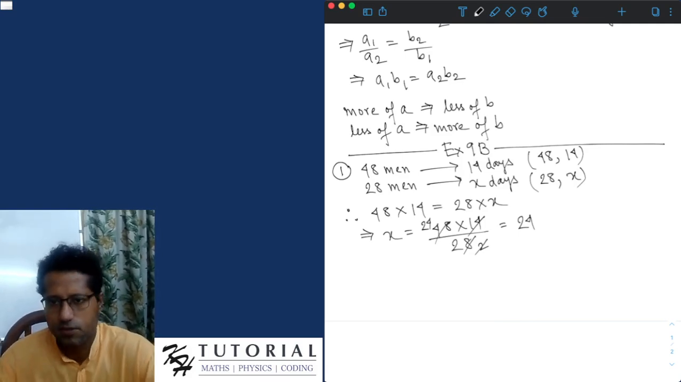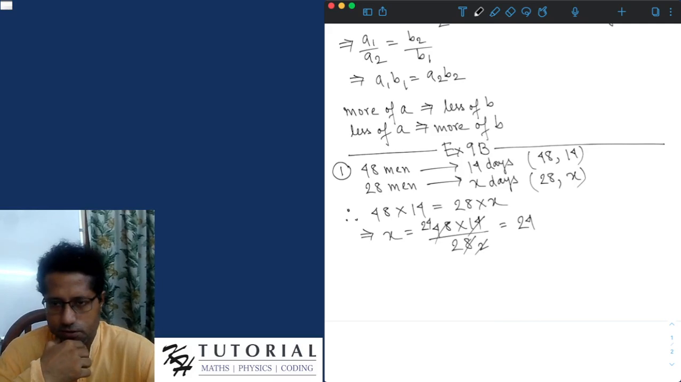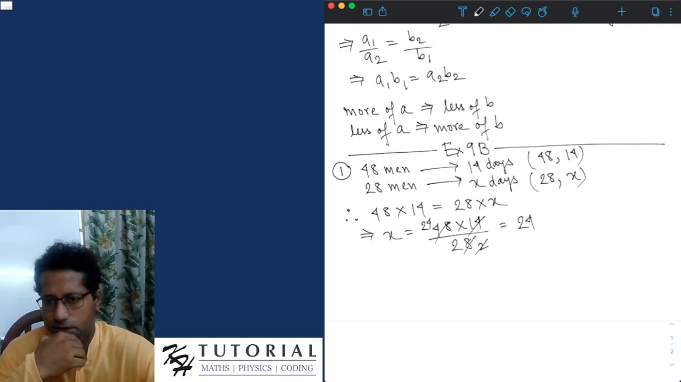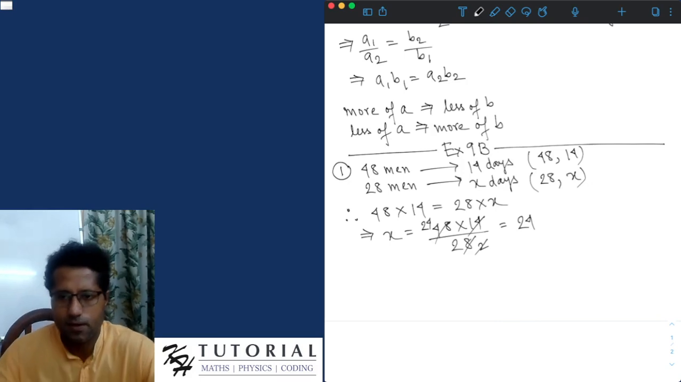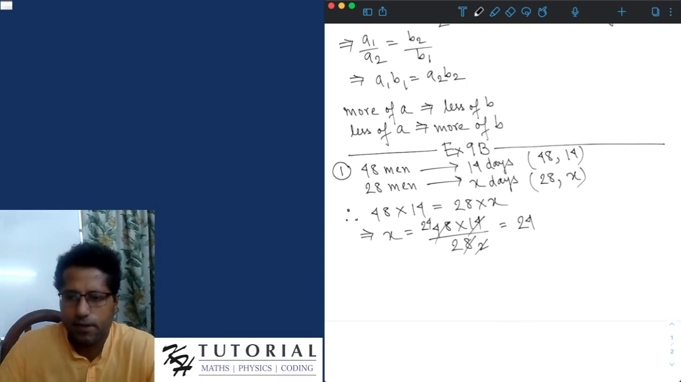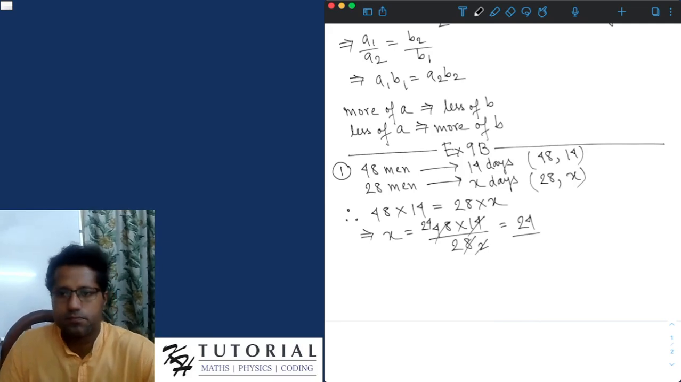Now you can clearly see that 48 men were digging the trench in 14 days, and now if you decrease the number of men, that is 28 men, definitely they will take more days. So 28 men are taking 24 days. Okay.